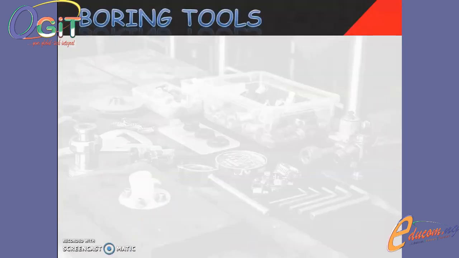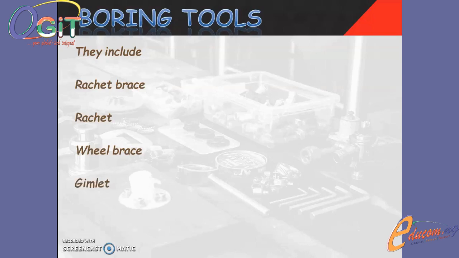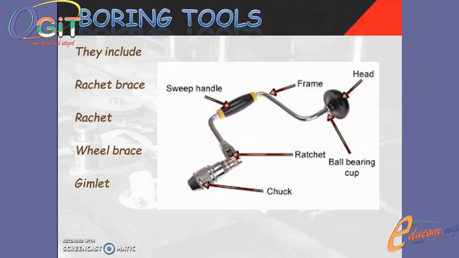The next type of tool we're talking about are the boring tools. They are used for making holes in wood. They include the ratchet brace, the ratchet, the wheel brace, and the gimlet. This picture is an example of the ratchet brace.